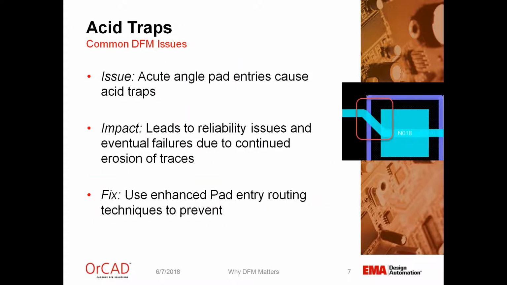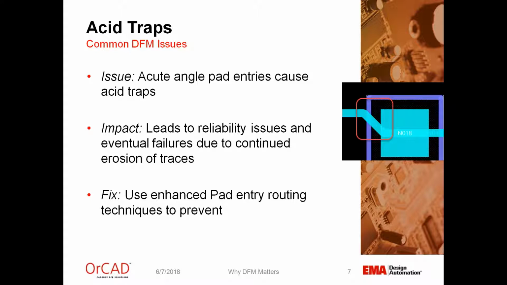So what are some of the common issues? The first one here is a very common one. It's what we call an acid trap, and this is what we would call an acute angle. This acute angle causes the etchant to pool into this corner, and when the board goes through a rinse, it doesn't get all of the etchant out of that corner. So over time, that etchant can continue to eat away at the trace, and eventually it can cause a failure in the field, due to the continued erosion of those traces.